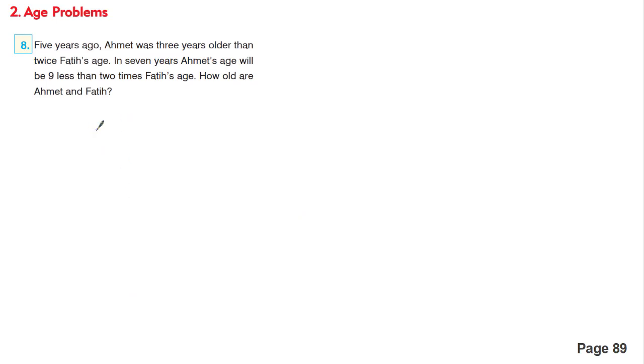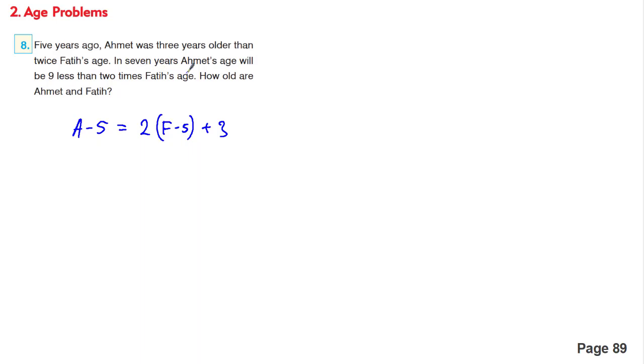5 years ago, Ahmed was 3 years older than twice Fatih's age. So 5 years ago, if Ahmed is now A years old, Ahmed 5 years ago was A minus 5, and that was 3 years older than twice Fatih's age. So twice Fatih's age, plus 3. But Fatih, 5 years ago, wasn't F years old. He was F minus 5.